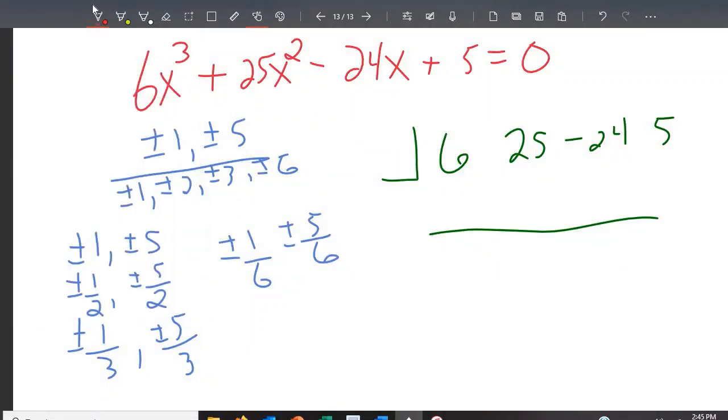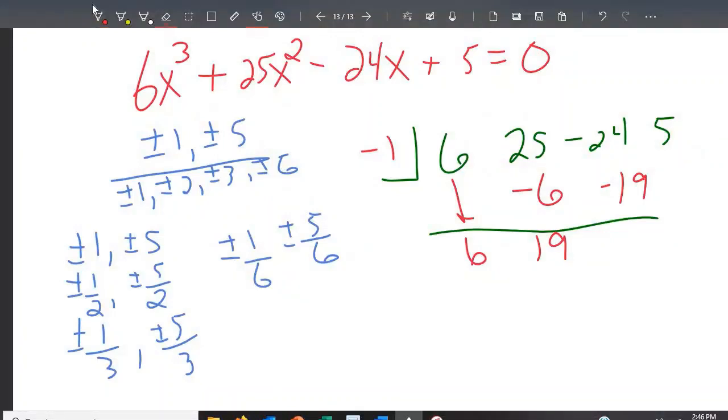Alright, let's just start with 1 again. 6 times 1 is 6. Combine that, we'll get 31. 31 times 1 is 31. I'll get 7. And that's definitely not going to give me a 0. So start over. Let's try negative 1. 6 times negative 1 is negative 6. That's going to give me 19. 19 times negative 1 is negative 19. And that's not going to work.